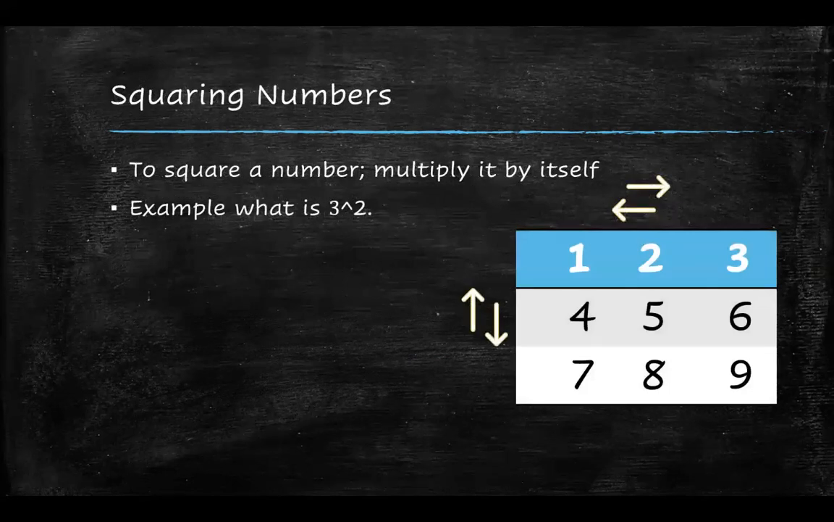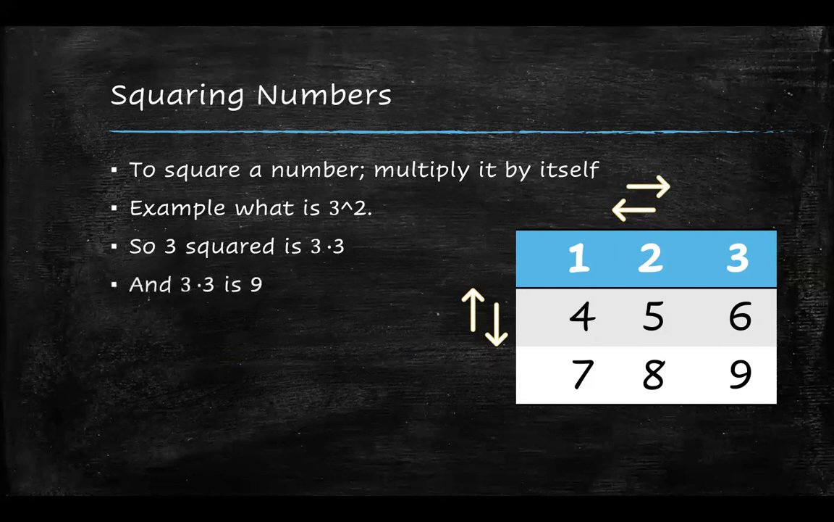Squaring numbers. To square a number means to multiply it by itself. Let's look at an example. What's 3 squared? Well, since to square a number means to multiply it by itself, 3 squared would mean 3 times 3. And 3 times 3 is 9. So 9 is the answer.